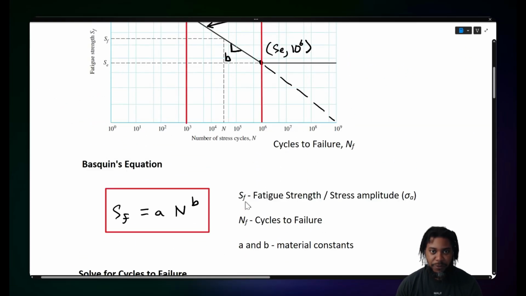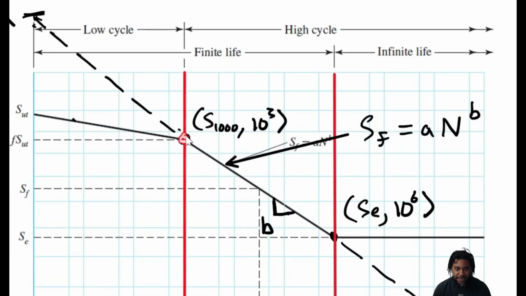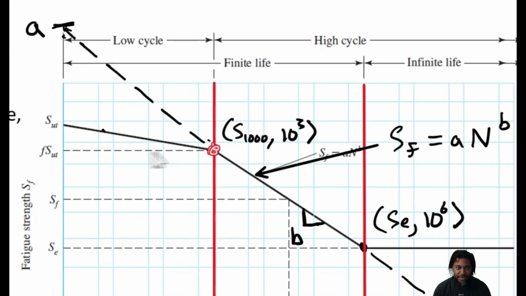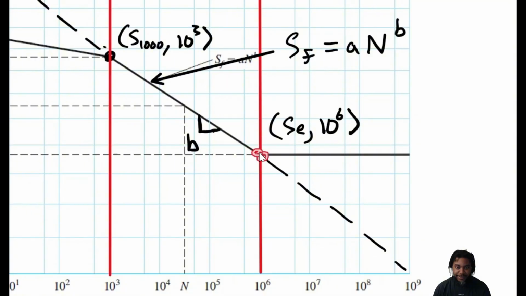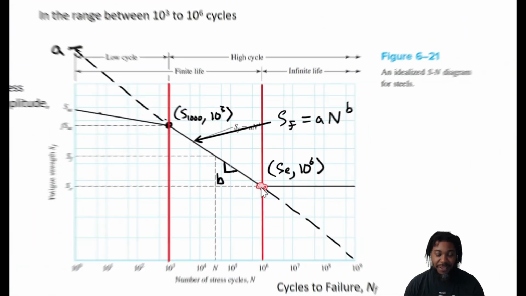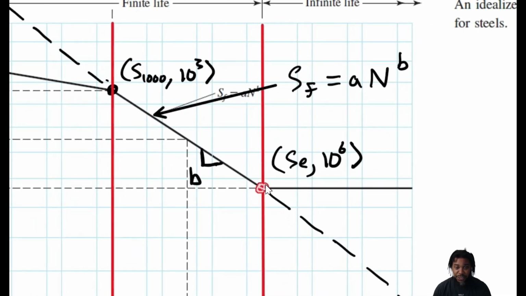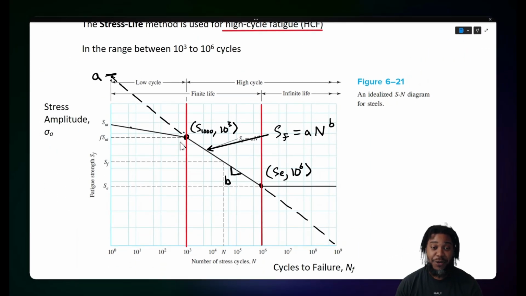Now, let's look back at this plot to get that in our minds. This point right here at 1,000 cycles has a stress amplitude of S1000. And this point right here at 10 to the 6 cycles is our endurance limit, below which we have infinite life. So if we know these two points, we can plot Basquin's equation. We find A and B, and then we can start making predictions on cycles to failure.